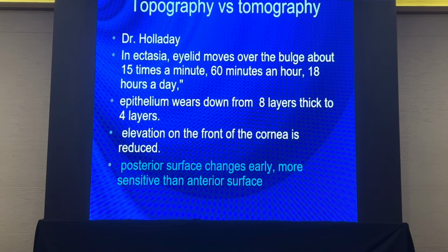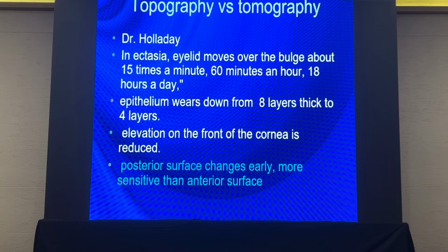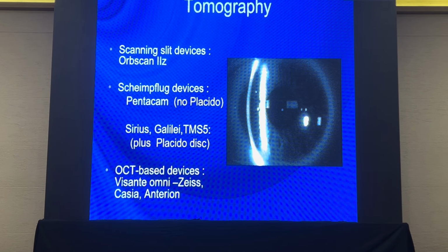The epithelial thickness will come down from normal 7 or 8 to 3 or 4 layers. So a lot of these abnormalities in the cornea may be masked by the epithelial remodeling. So that information can be taken from the posterior curvature, which there is no compensation for the posterior curvature. So that is picked up in tomography. That is one great advantage.